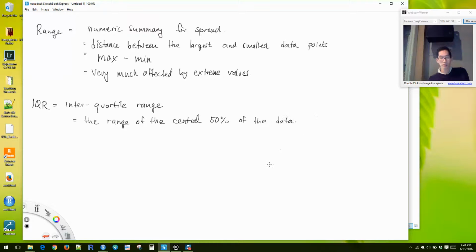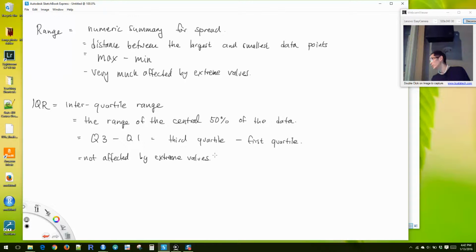Okay. And so this is defined as Q3 minus Q1, or the third quartile minus the first quartile, okay? And contrary to the range, it is not affected by extreme values.